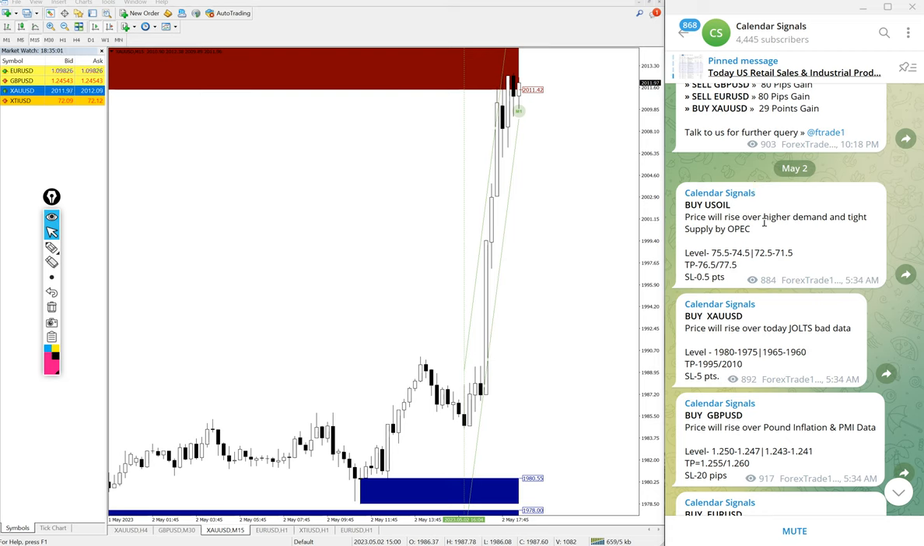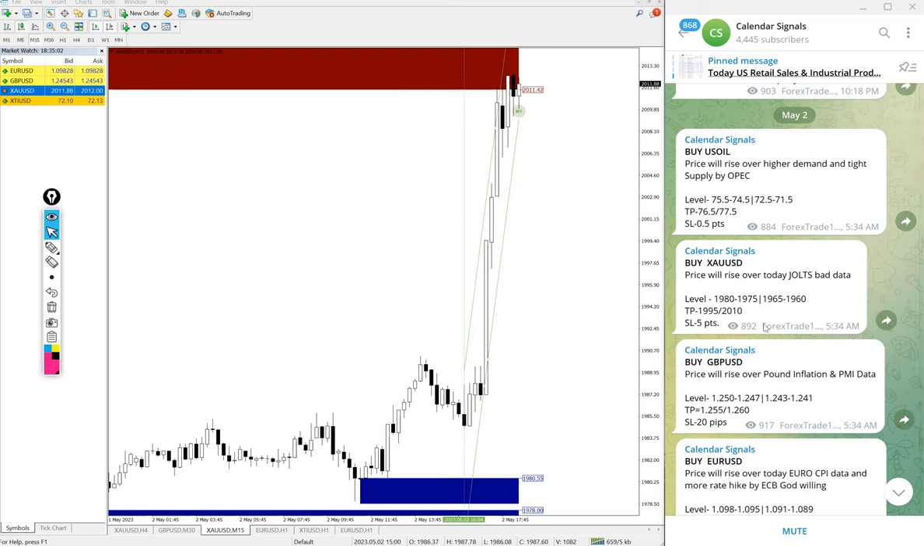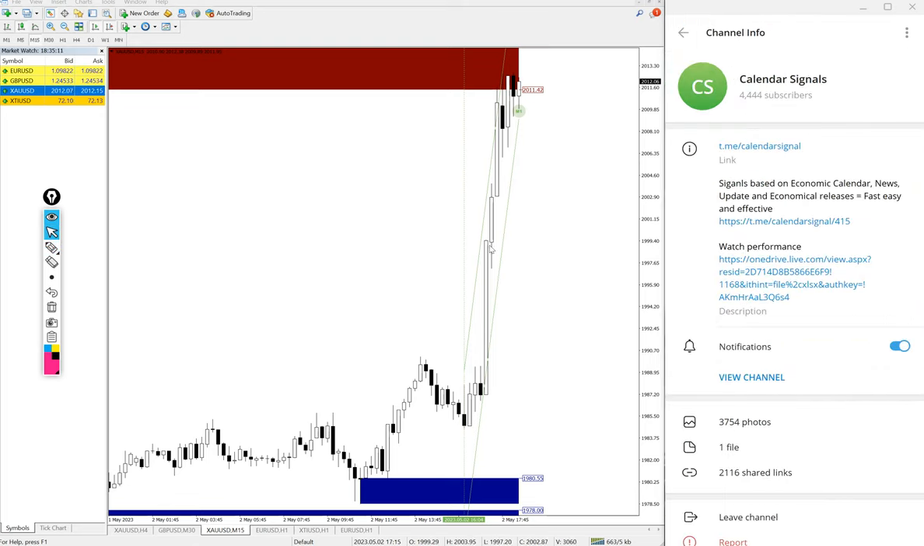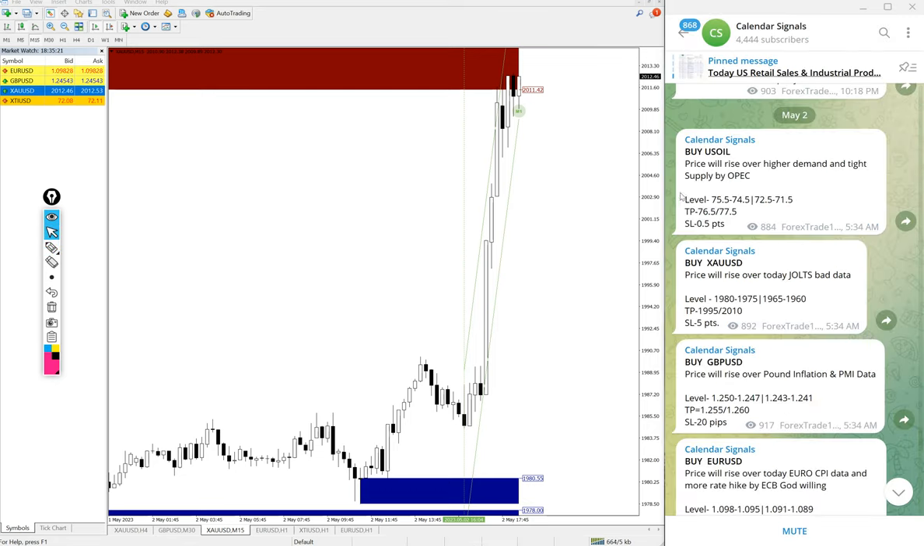Today we are going to give you the performance update of our calendar signals. Today's date, 2nd of May. You can see the date pop up on our Telegram channel. And this is our Telegram channel link, t.me/calendar signal. This is where we post daily signals. If you are not following us yet, we suggest you follow to get these signals.